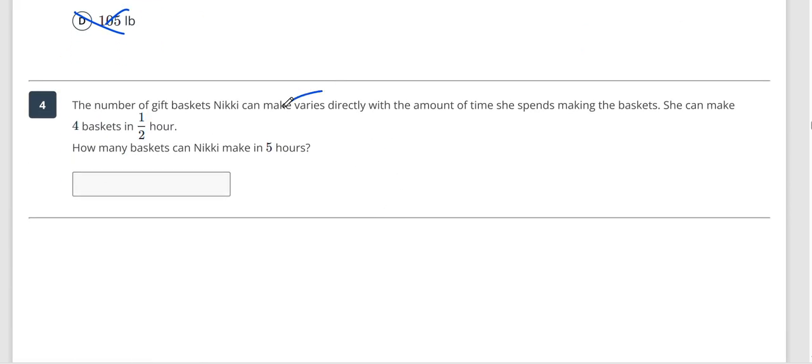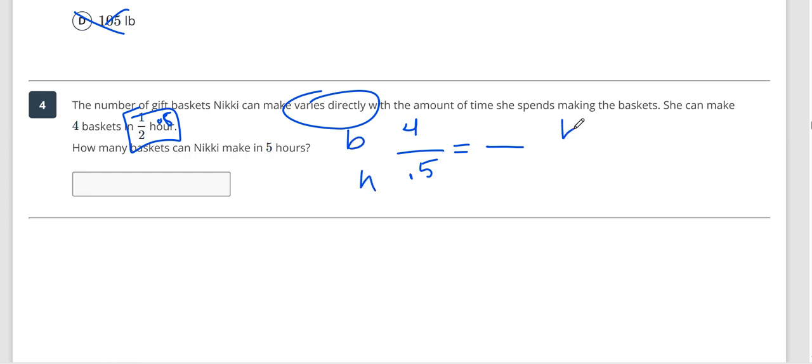Sorry about that. Varies directly. That one's going to be where you have two equal fractions. One ratio is equal to another ratio, gives me a proportion, and that makes a varies directly problem. So we're going to go with 4, and we're going to go 0.5. I'm going to say this one right here is 0.5, makes my life a little easier. That's going to be baskets, and that's going to be hours, because that's what they gave. She can make 4 baskets in 0.5 hours.